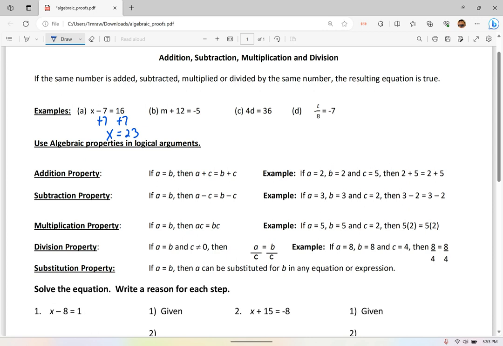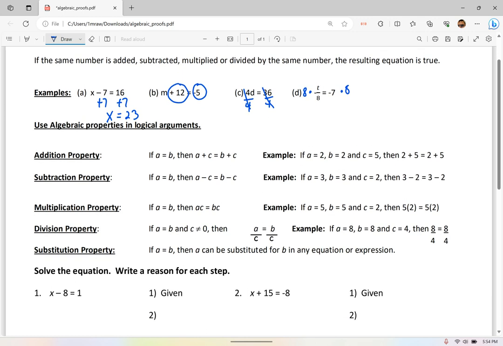Just like here, in order to get rid of this 12 right here, we would have to subtract from both sides. And in this situation for C, we would have to divide both sides by 4 in order to get our variable by itself. And then on D, we would have to multiply both sides. I'm assuming that's 8. It could be negative 8. Okay. But notice how in this situation, I'm doing it to both sides.